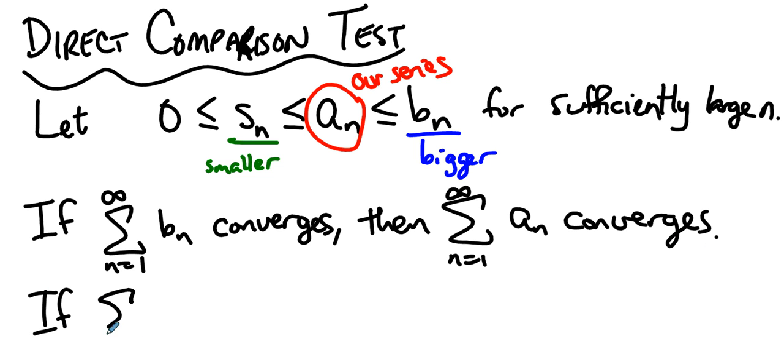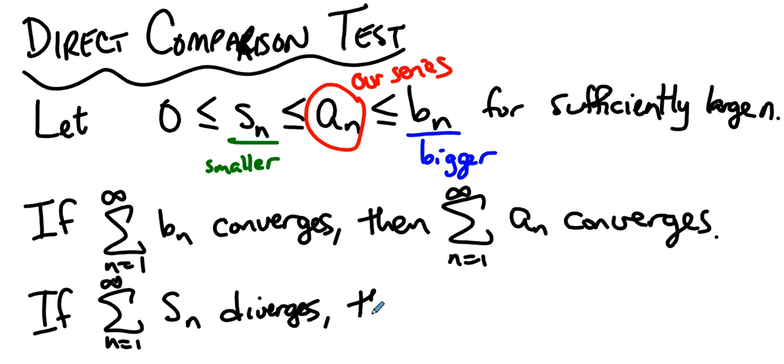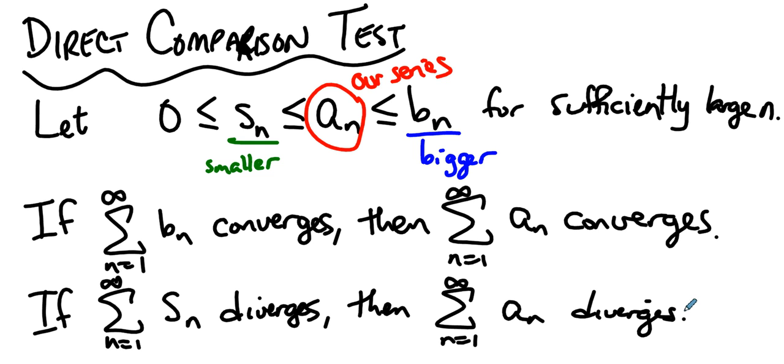By the same token, if the sum of the S sub n's diverges, then the sum of the A sub n's diverges. Why? Because if we add up smaller numbers and that sum goes off to infinity, then adding up bigger numbers has to go off to infinity. That's the theory here. So a real quick example just to illustrate.